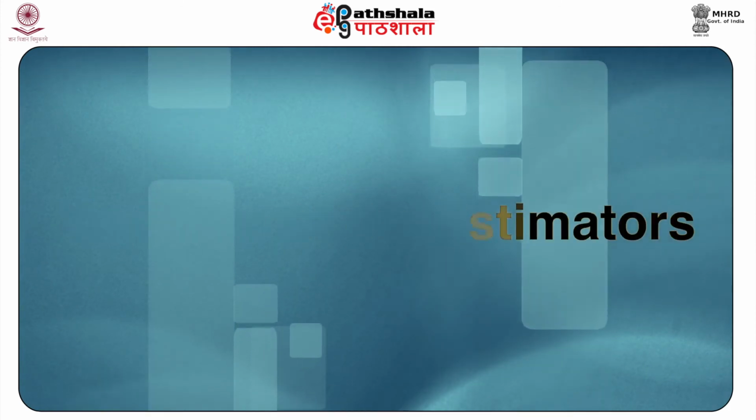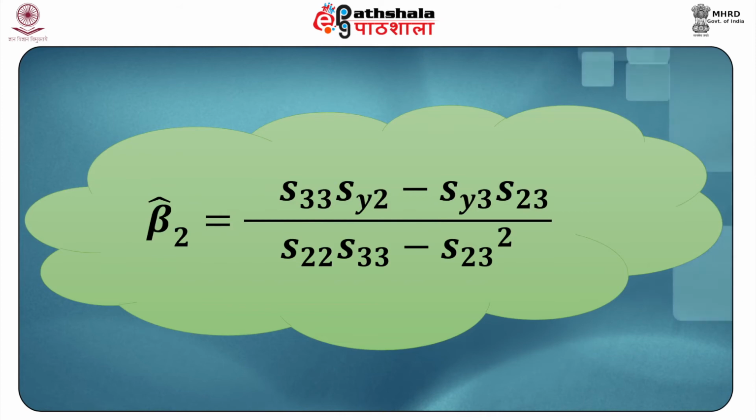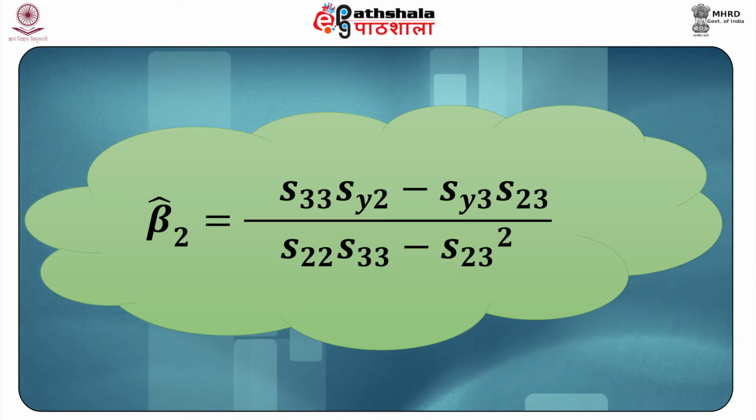Variance of the estimators. Beta 2 hat is denoted to be equal to S33 Sy2 minus Sy3 into S23 upon S22 into S33 minus S23 square. Now, to find out the variance, we need the homoscedasticity assumption, as it simplifies the derivation. However, we do not show the proof here and simply state the formula as in Gujarati and Porter. Refer to the annexure section for its derivation using matrix algebra.